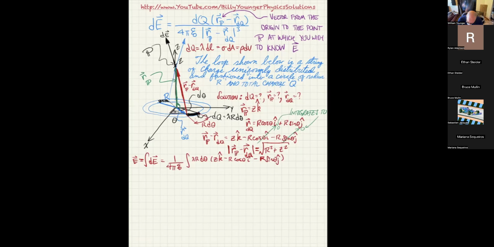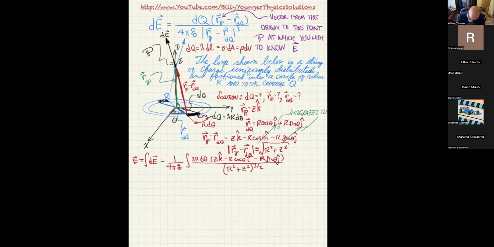So we now see the whole vectors fit in there. And now I've got to take the difference, the distance between them, which is the square root of r squared plus z squared. I'm going to raise that to the third power. So I'm going to get r squared plus z squared raised to the 3/2 power. Okay.